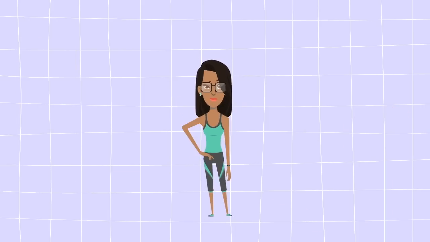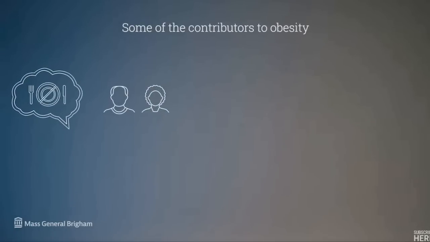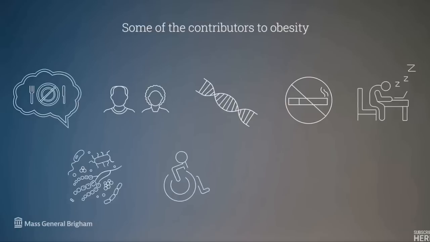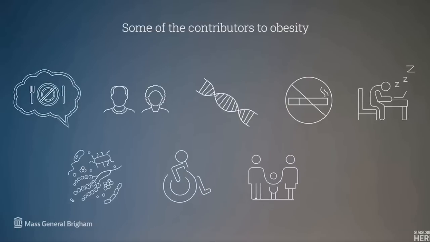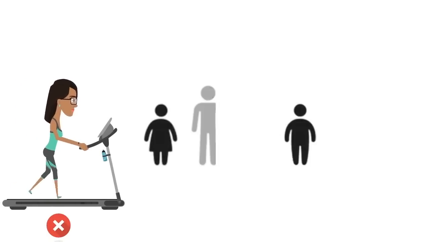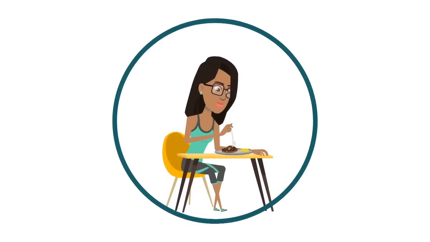And if we get into the causes of obesity, remember this. Some of the contributors to obesity include disordered eating, age-related changes, genetic and epigenetic factors, smoking cessation, sleep deficits, the gut microbiota, physical disabilities, maternal and paternal obesity, increased sedentary time. Well, of all those causes, Ozempic only addresses appetite. The drug doesn't make people exercise. It doesn't change weight status of your parents. It doesn't change your genetics, and it doesn't stop you from aging. It only controls your appetite.